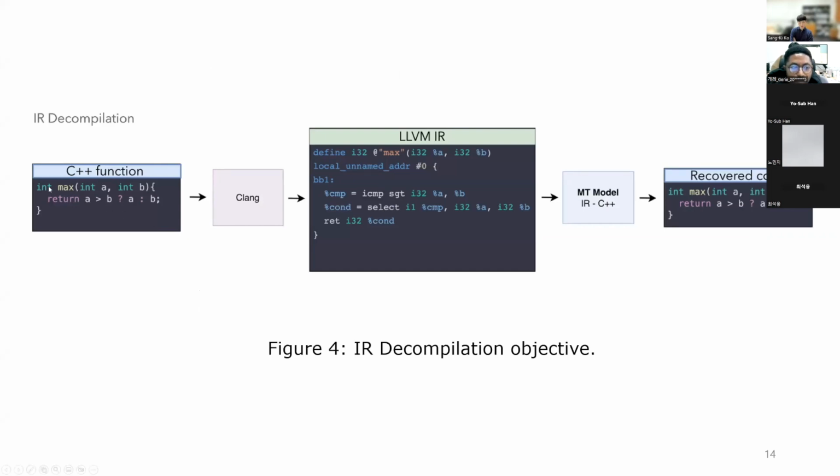It takes a C++ function. Then using the Clang compiler, we can generate the IR representation. Then using the MT model, we can decompile it to its C++ source code.